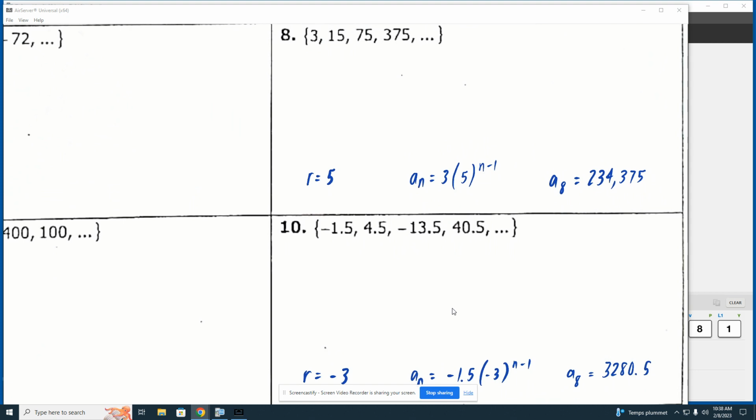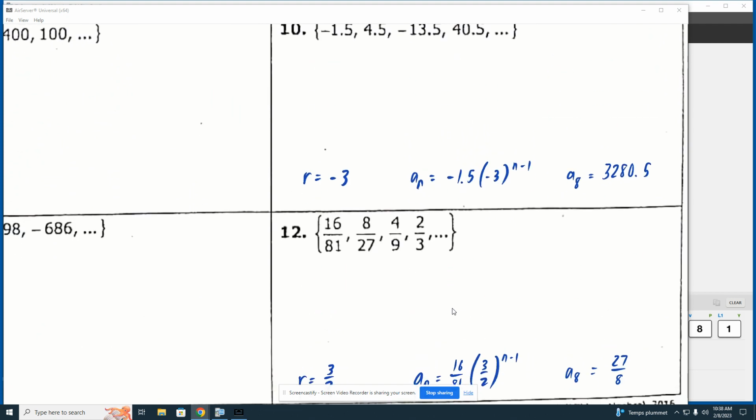Your common ratio was 5 on number 8. So your equation, just as quickly and simply as you can do it, first term, 3, times common ratio, 5, to the n minus 1 power. So if I want to find the 8th term, I plug in 8. Number 10, the common ratio was negative 3. So again, as easy as you can imagine, a sub 1, negative 1.5, times r, negative 3, raised to n minus 1 power. So if I want to find the 8th term, plug in 8.